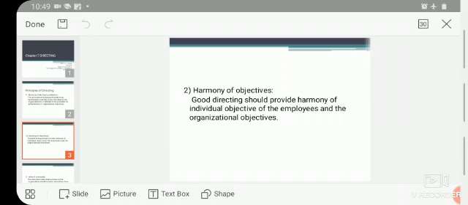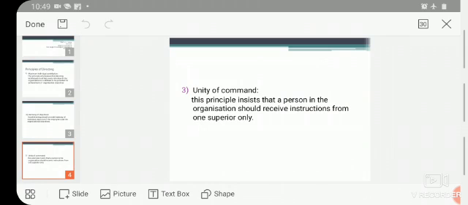Next, the third one is what? Unity of command. Unity of command. According to this principle, an employee in the organization should receive instructions from only one boss. That means the employees who are working in the organization need to receive instructions from only one superior, not more than one superior. That is what unity of command is about. This principle we have already studied while discussing Fayol's principles of management.